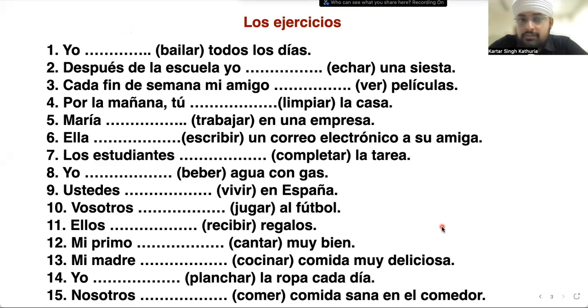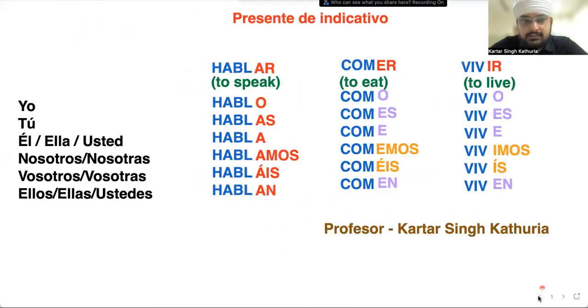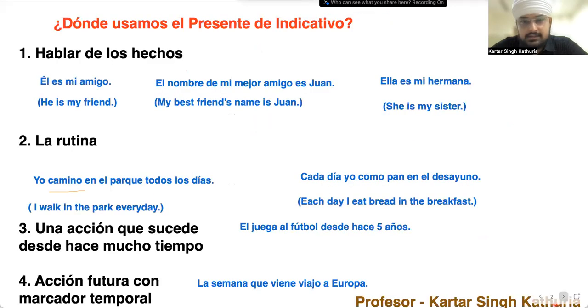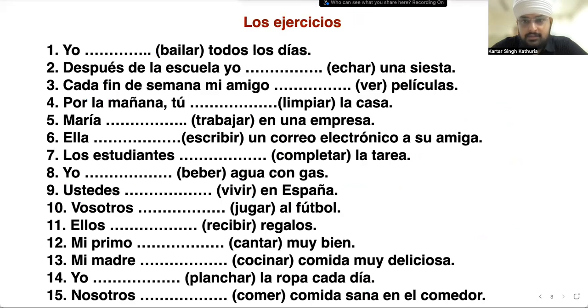So before conjugating, we need to identify who is doing the action. Here it's clearly indicated yo, and the verb is bailar. So how is this verb conjugated? Let's go back. It's yo, ar ending verb, ending is o, hablo, but here it's bailar, so bailo. This way you can take the screenshot, take the printout, and you can memorize it. You just pause the video for 10 minutes and conjugate the verb.